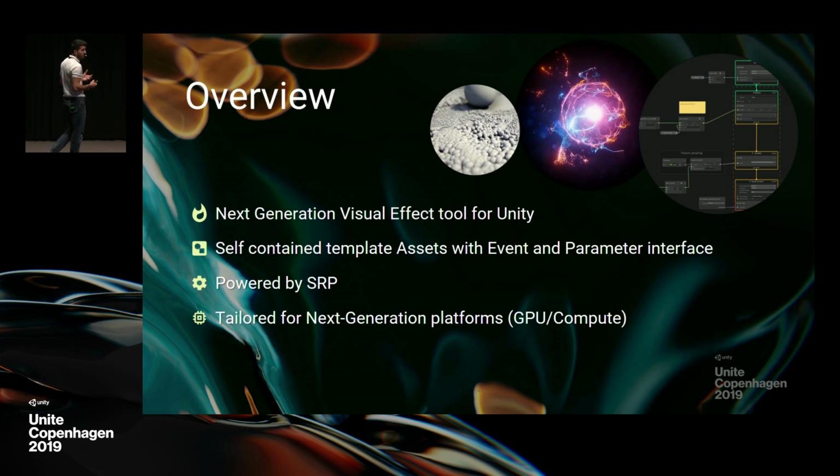It is a self-contained template asset. It lives in the project folder as an actual asset, and it has event and parameter interfaces that allow it to communicate with the rest of Unity. Integration with timeline, you can access it via script, through the inspector, etc. It is also designed to work with the scriptable render pipelines, both HDRP and Universal. And as you've seen this Unite, there's been a lot of talk about both of them. And it is also tailored for next-generation devices.